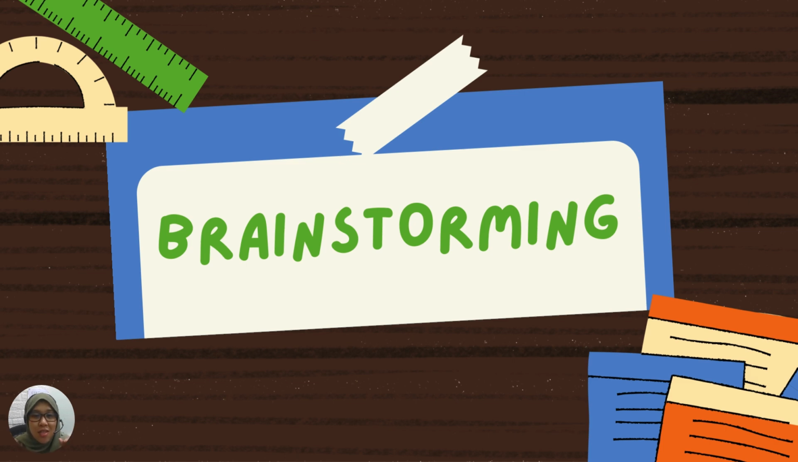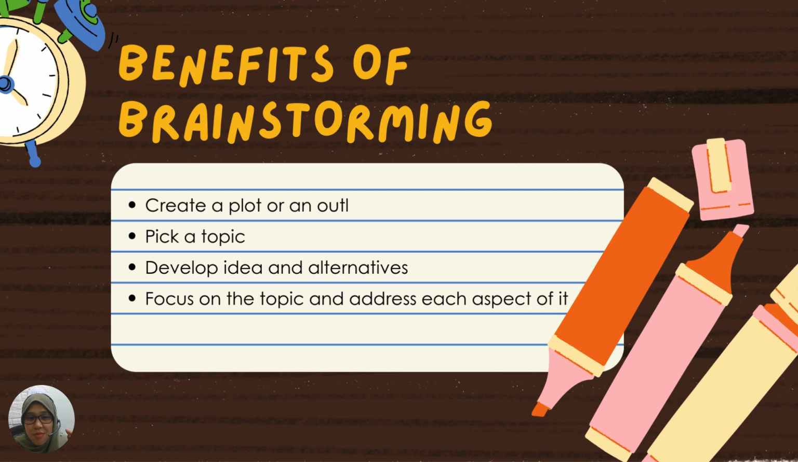Okay, now let's move on to the next topic, which is brainstorming, the second content of this lesson. So, what are the benefits of brainstorming? First is create a plot or an outline, picking a topic, develop ideas and alternatives, and then focus on the topic and address each aspect of it. So, these are the benefits of brainstorming.